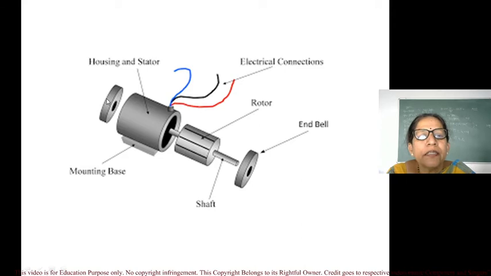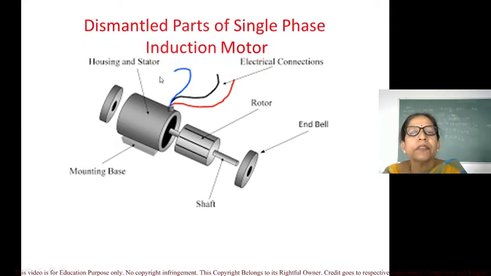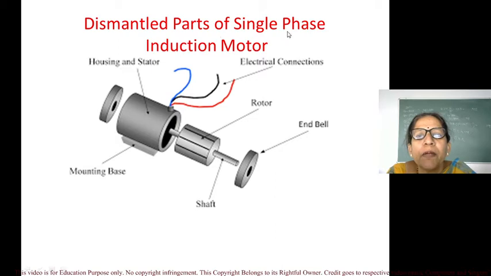You will see here a dismantled view of the motor, the dismantled parts of a single phase induction motor. This one shows a clear view of the rotor with a cylindrical drum having slots on its outer periphery, and inside these slots thick conductors will be placed. As it is a squirrel cage rotor, all the conductors will be short circuited using the end ring, and this rotor will be mounted on this shaft.